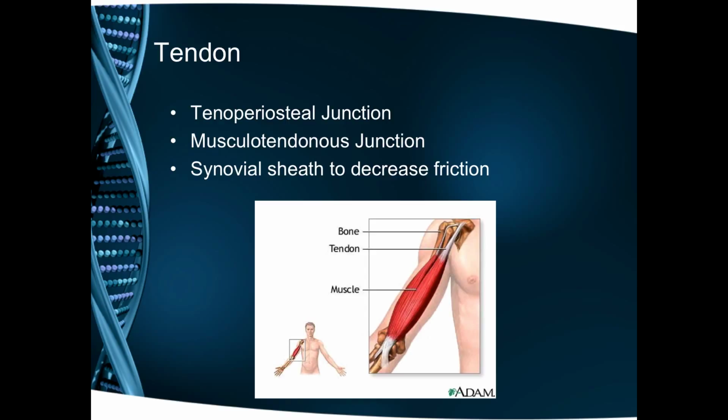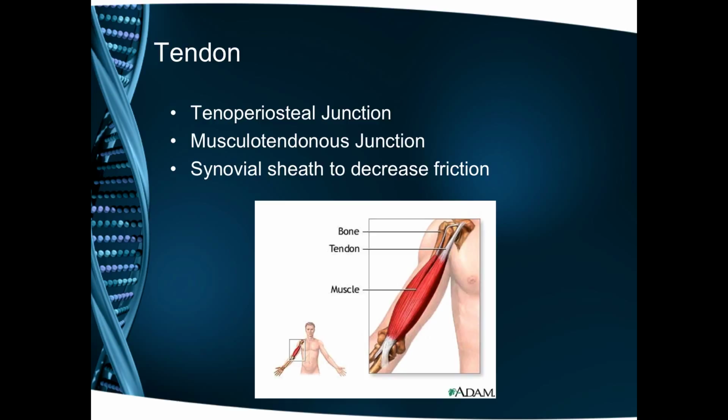There are a few important parts of a tendon specifically that we should consider. We know that there's a tenoperiosteal junction, or where the tendon attaches to the bone, and we already talked about the Sharpey's fibers that are at that location. And then there's also a musculotendinous junction where the muscle attaches to the tendon, right? Different injuries can occur at those different sites, so we want to be able to differentiate between those two.